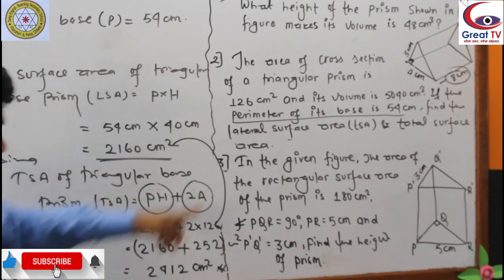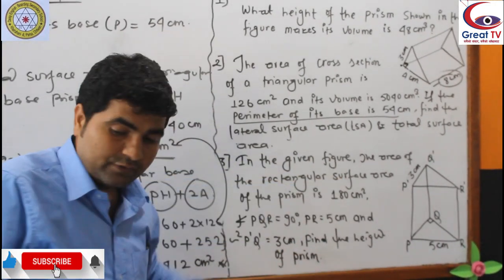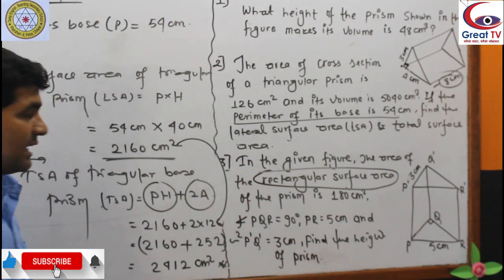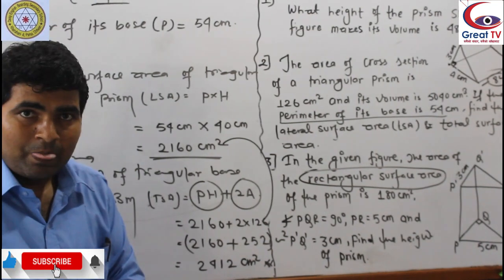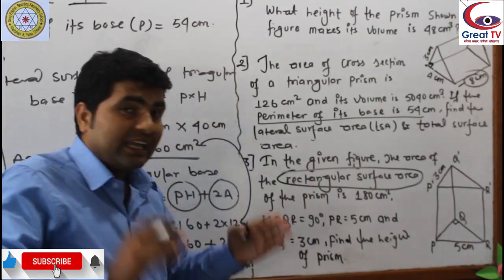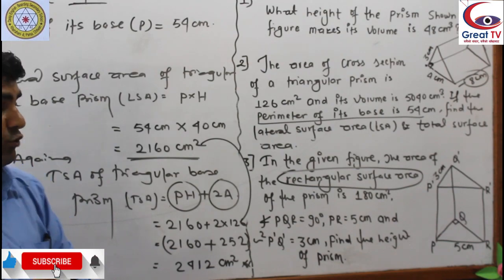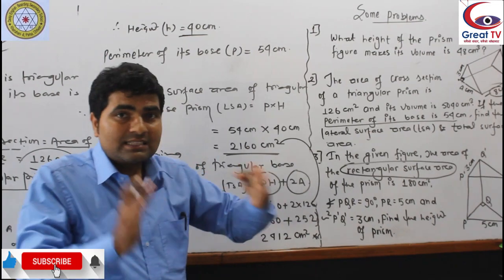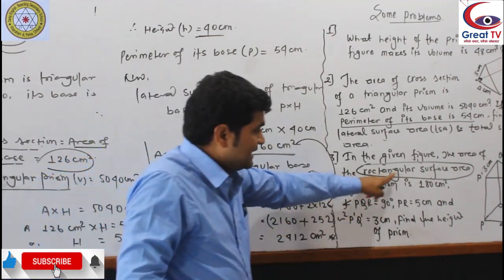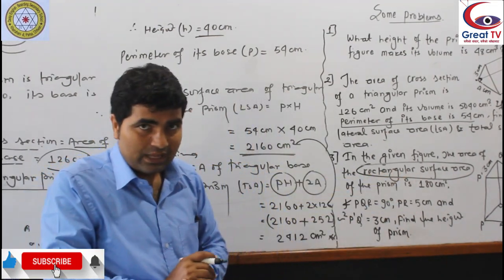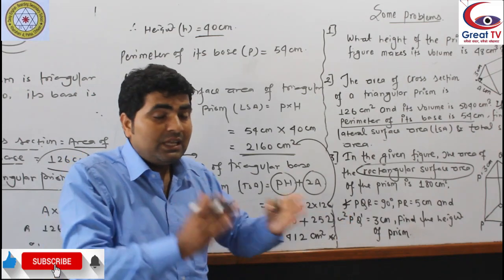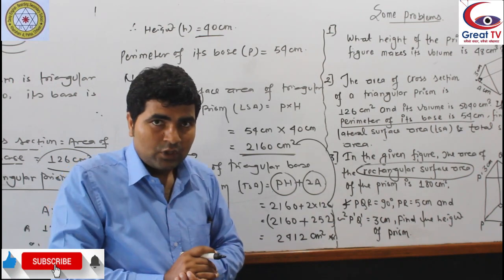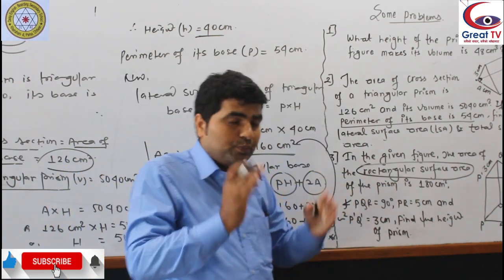So dear students, in the given figure, the area of the rectangular surface, I already discussed this. What does rectangular surface area mean in a triangular base prism? Rectangular surface area is without bases, which means CSA. So CSA is given here as 180 cm square. For that, P and H are necessary: the perimeter of the base and the height of the prism. So CSA equals P into H.